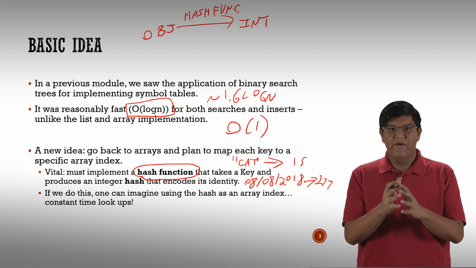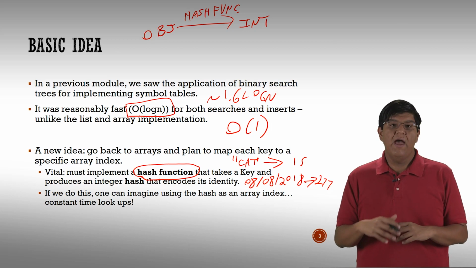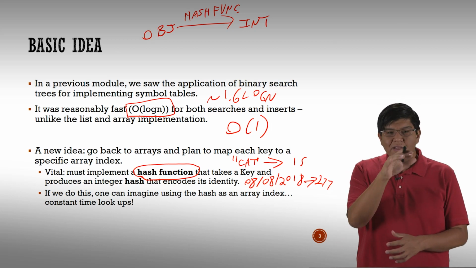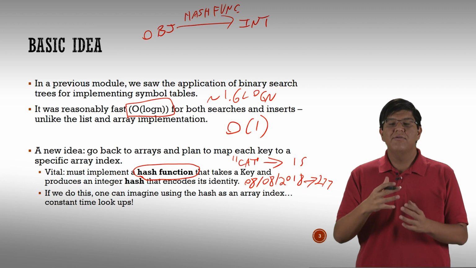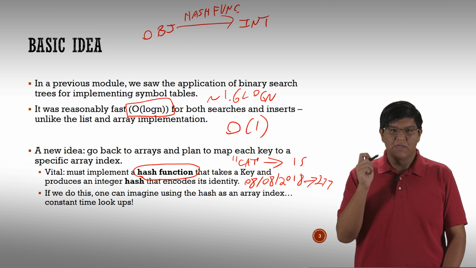Because once I have an integer for every single key that I could possibly store, that number somehow I could think about using it as an index into an array. Now I'm going to do a little bit of work, but I could do it. I could use it basically as an array index. And if I were to do that, all of a sudden I get constant time lookups.